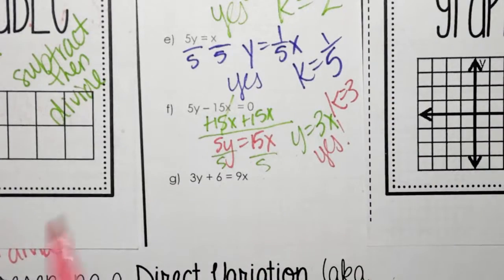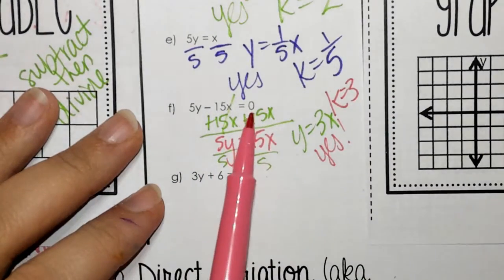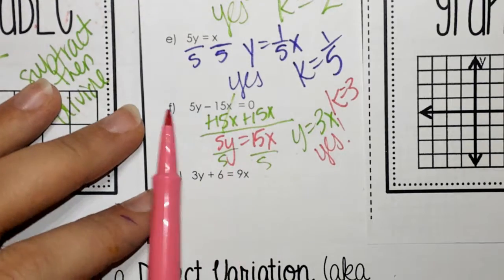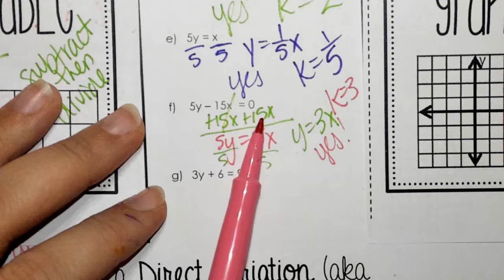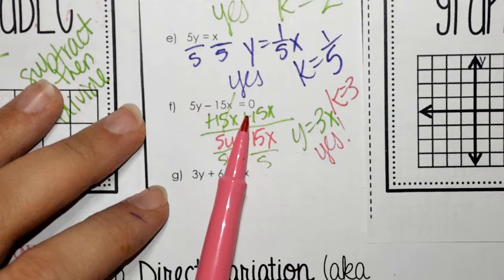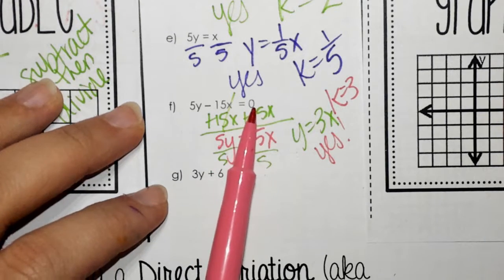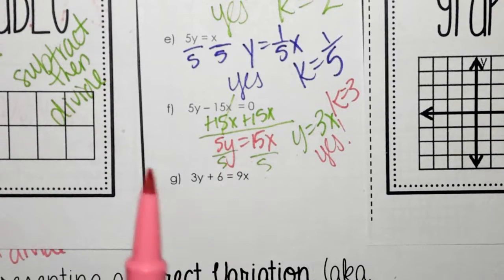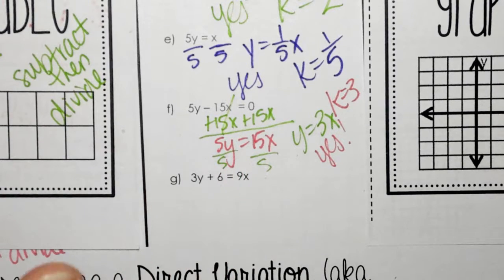Now, do you see how this is set equal to 0? Our beginning equation was set equal to 0. If it's y and x set equal to 0, it is a direct variation. If you have a 0 in there, it's a direct variation. That means you do not have a y-intercept. Is everybody with me? Are we sure?